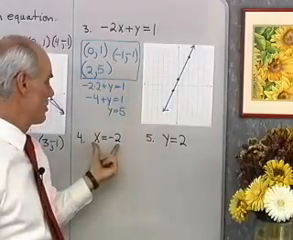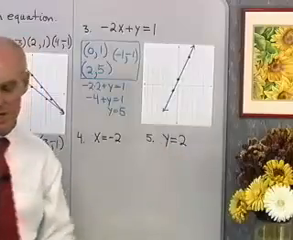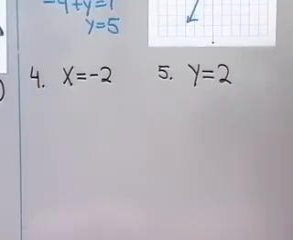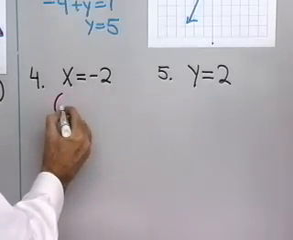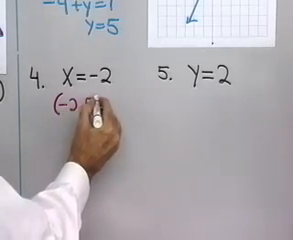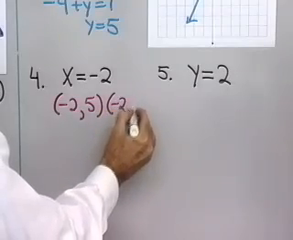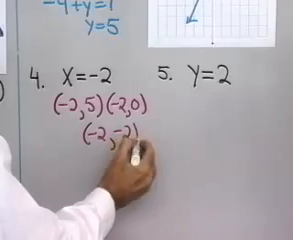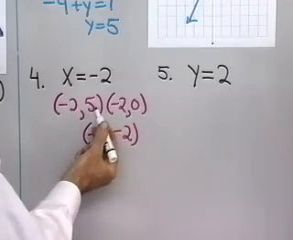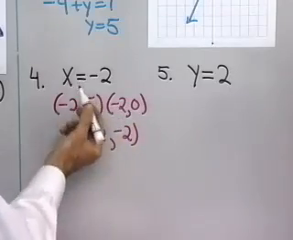The last two we want to do, x equal negative 2, y equal positive 2. So let's take a look at those. X is equal to negative 2. That means that y can be anything. So x will be negative 2, y can be 5. X is negative 2, y can be 0. And x is negative 2, y can be negative 2. It doesn't matter what y is as long as x is negative 2 in this equation.